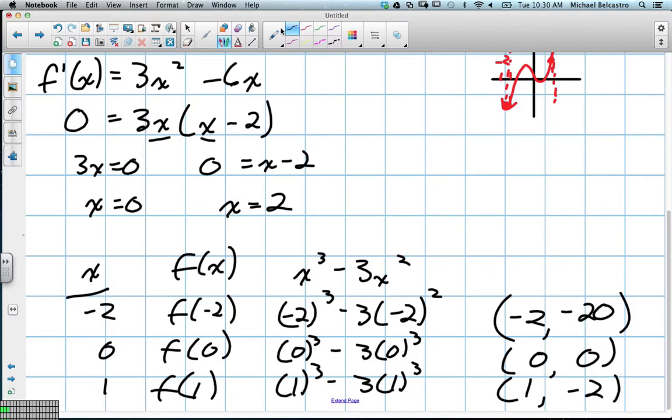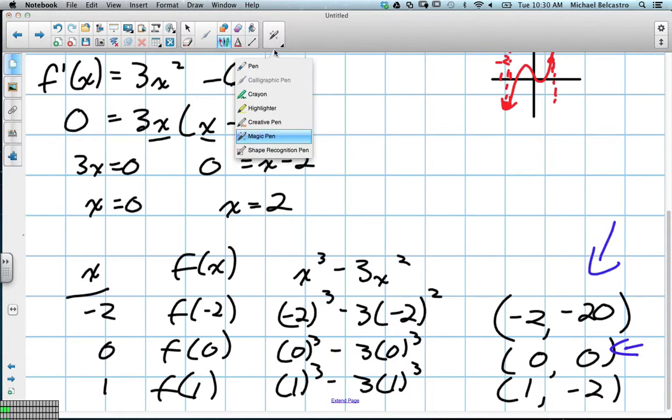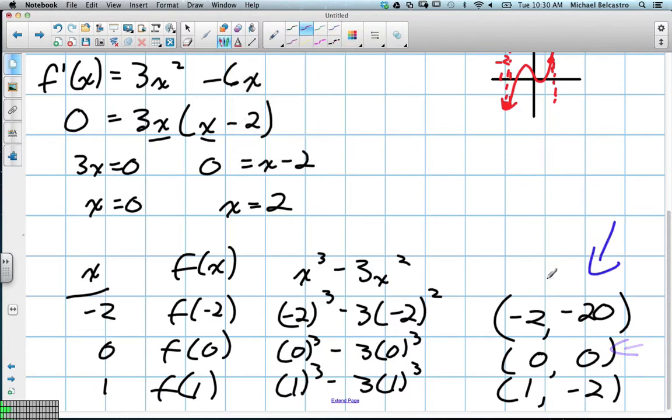Now all we have to do is look at our coordinates and focus on their y values to find our max and our min. What's our max value here? 0 is our max value. What's our minimum value? -20. So we've now found our max and our minimum. Our max is at (0, 0), and our minimum is at (-2, -20).